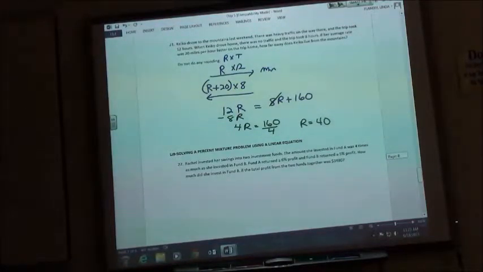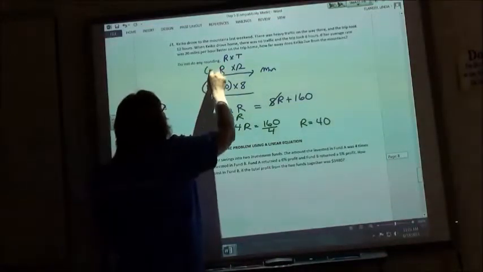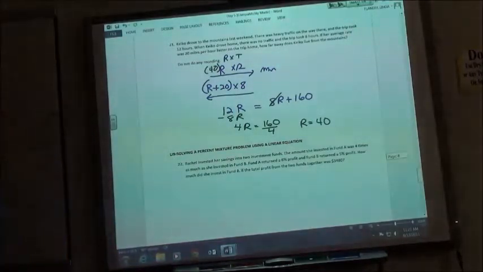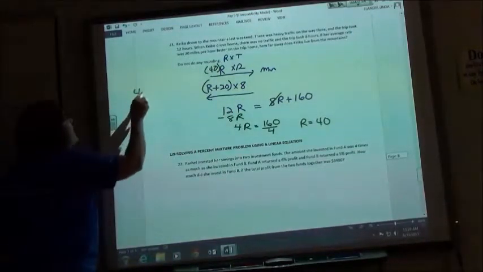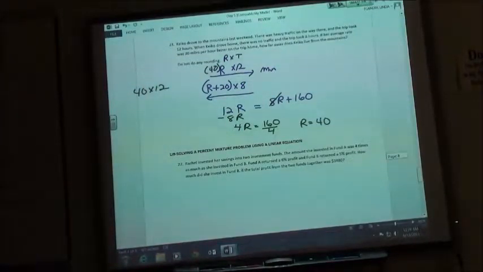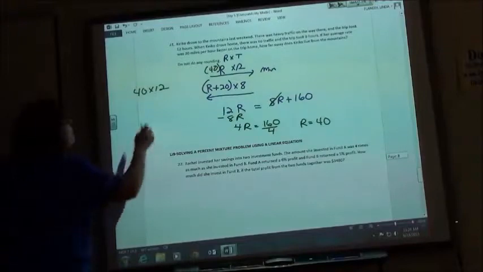The question doesn't ask for the rate. The question says, how far away does she live from the mountains? So, if her rate was 40 and she went for 12 hours to get to the mountains, we have to take 40 times 12, the rate times the time, in order to get the distance to the mountains. So 40 times 12 gives me 480 miles.